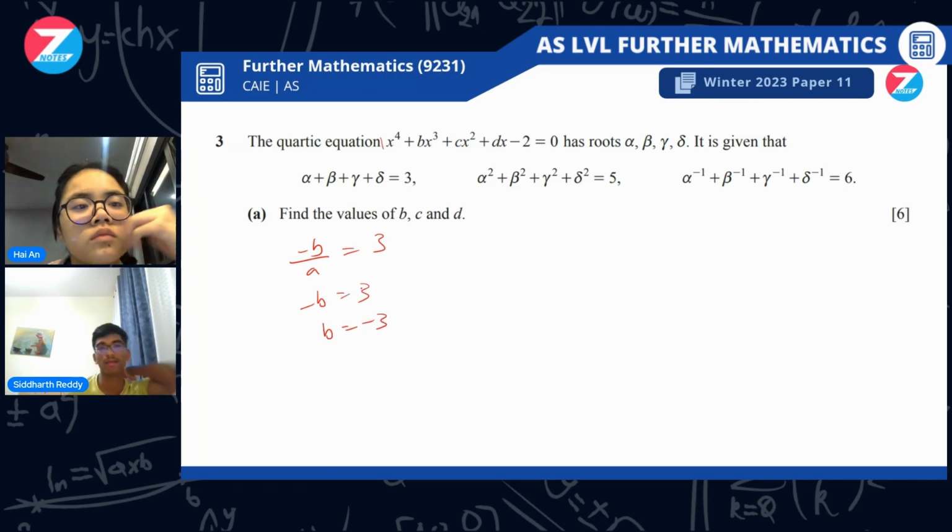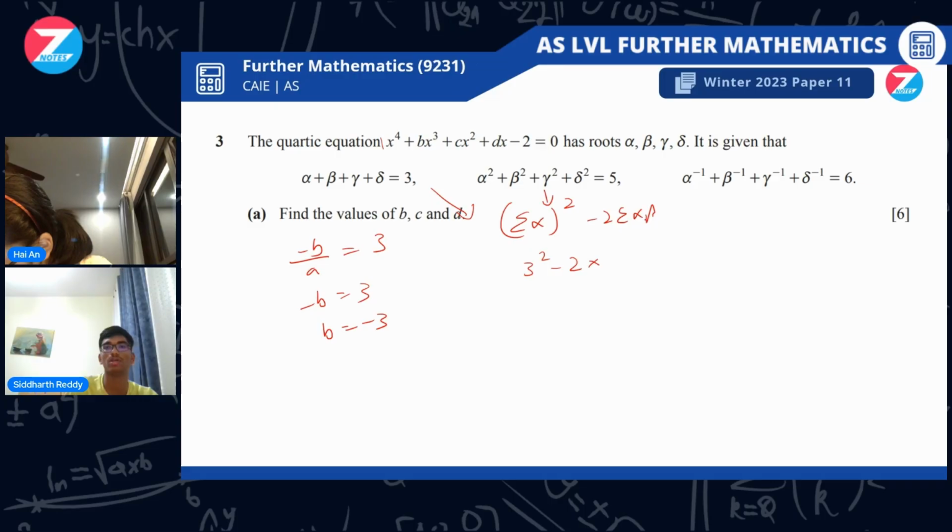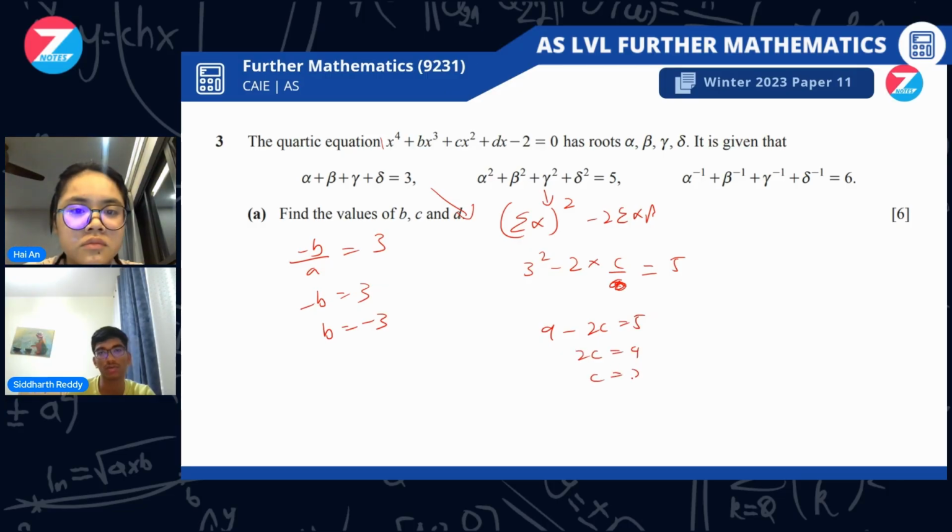Just give me a second. The next thing is the sum of the squares of the roots. This is nothing but the sum of the roots whole square minus 2 times the sum of roots taken 2 at a time. The sum they already gave as 3. So this is going to be 3 squared minus 2 into the sum of roots taken 2 at a time, which is going to be c by a. Okay, and a is just 1. So this is going to be equal to 5. So 9 minus 2c is equal to 5. So we've got 2c is equal to 4, c is equal to 2.